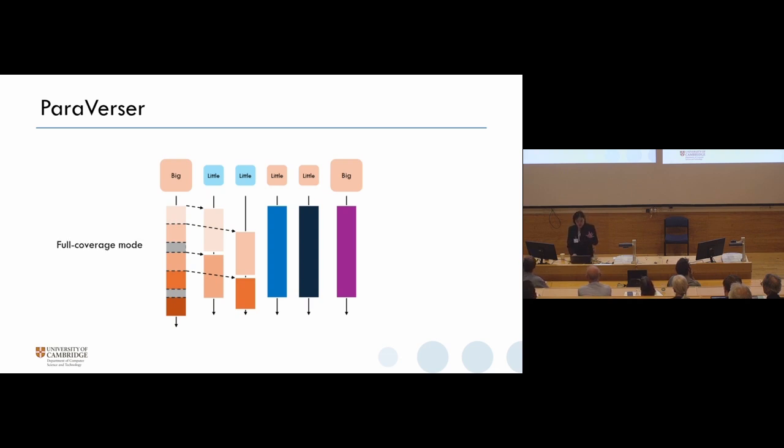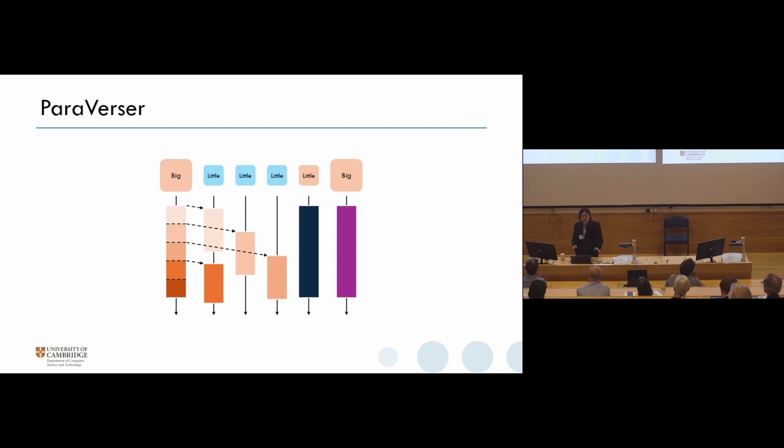This is what we call the full coverage mode. On the other hand, if the performance of the workload is more important, then we will simply do our best and some segments will just not be checked. This is what we call the opportunistic mode. So overall, our paraversor scheme is a system that we can dynamically toggle between having more performance out of your overall server, or having a higher error detection capability.